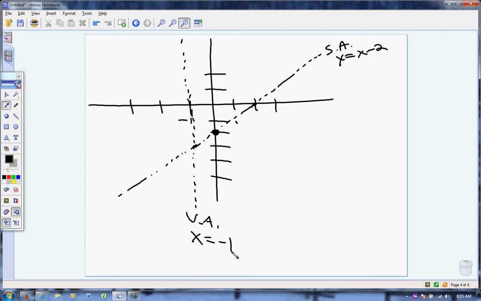Now, you might be asking, where is the function? Where does it fit in between those asymptotes? And so what we're going to do now is talk about a process to find that out. Instead of just completely relying on the graphing calculator and looking at the graph, we're going to look at some analytic or algebraic ways to find these.